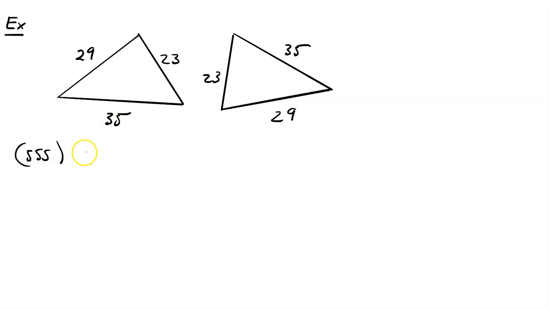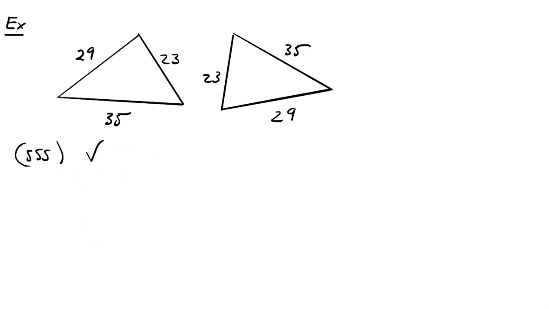Let us take an example to see if we can determine if 2 triangles are congruent. For example, let's say that this side here is 23, 35, 29, and 35, 29, 23. Then condition number 1 is satisfied, because this is equal to that, that is equal to that, and that is equal to that. 3 sides or 3 edges have the same length. Then we know that they're congruent.